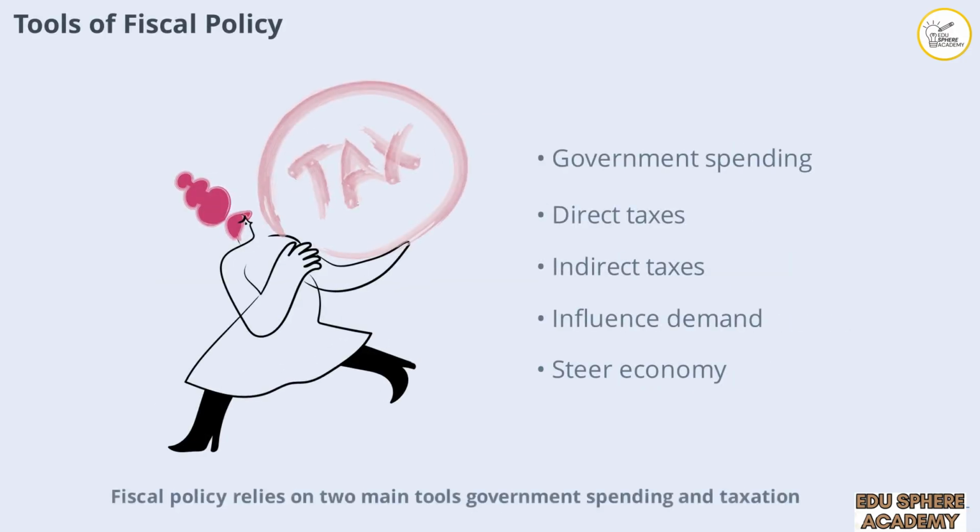Fiscal policy relies on two main tools: government spending and taxation. Government spending involves investing in public services, infrastructure, and welfare programs. Taxation includes both direct taxes such as income tax and indirect taxes like VAT. By adjusting these tools, governments can influence aggregate demand and steer the economy toward desired outcomes. For instance, increasing spending or reducing taxes can stimulate economic activity, while the opposite can slow it down.